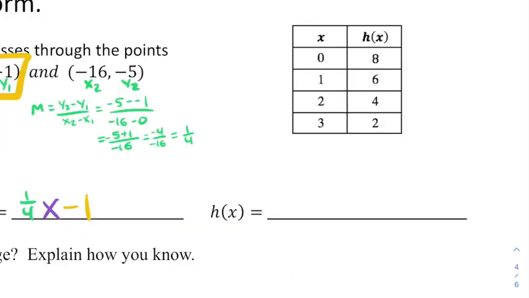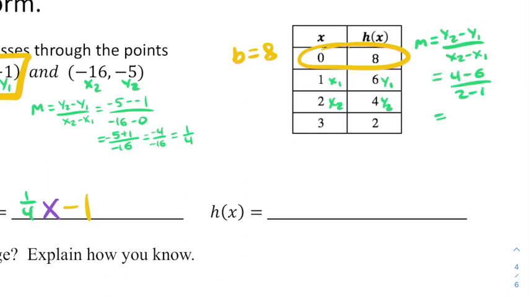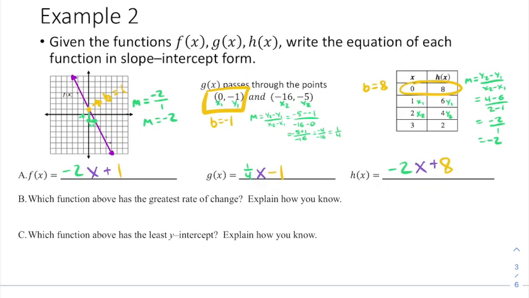And we'll do a similar process here with the table. The y-intercept is what goes with x equals 0, so the y-intercept is 8. And we can use any 2 points to calculate the slope. So I'll use these 2 points and plug them in, which gives me negative 2 over 1, or negative 2, leaving us with an equation of h of x equals negative 2x plus 8. And now we have an equation for each of these 3.